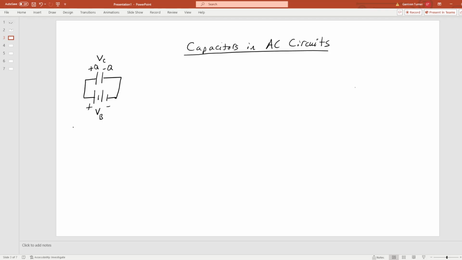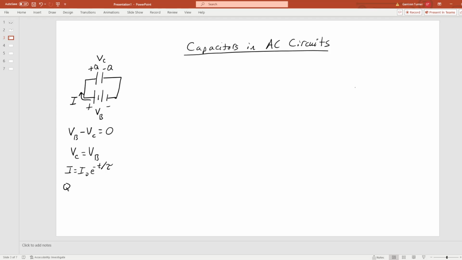Kirchhoff's loop rule states that the potential across the battery minus the potential across the capacitor must equal zero. What that means is instantaneously the potential across the capacitor must equal the potential across the battery. And remember what happens with things like the current, okay? The current is exponentially decaying until the plates are completely charged, at which point the current dies down to zero.